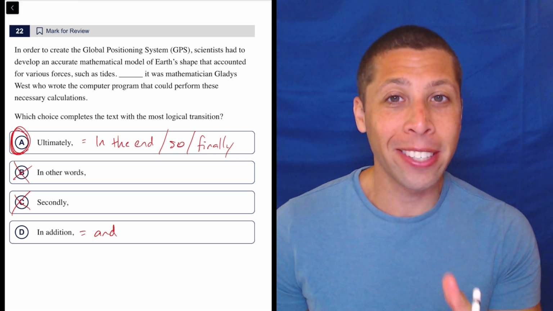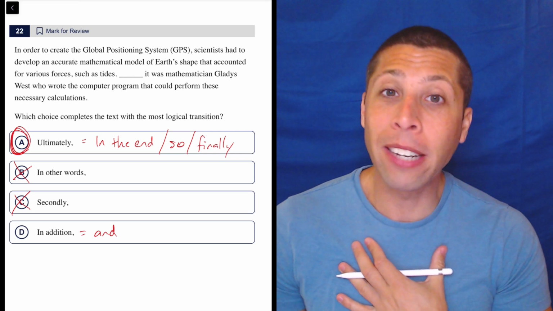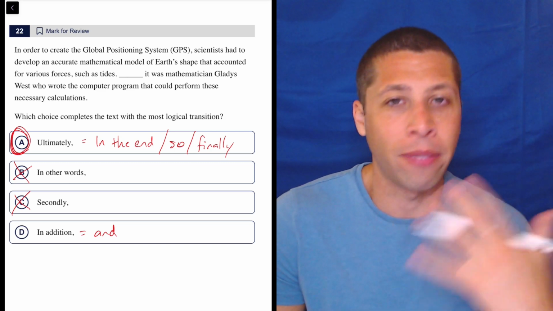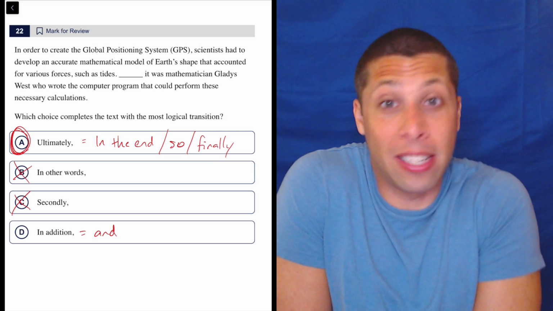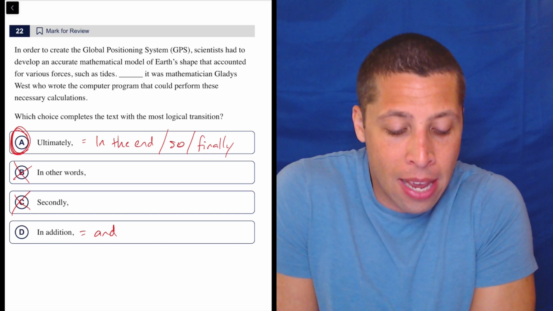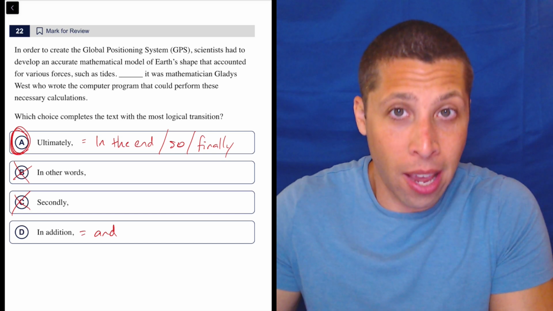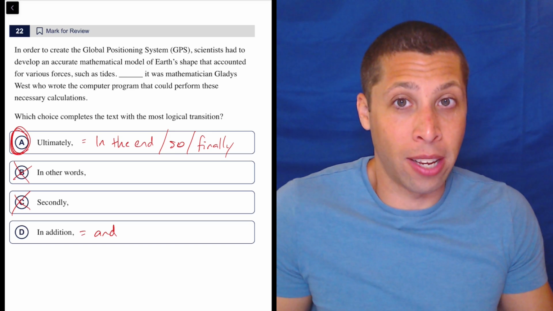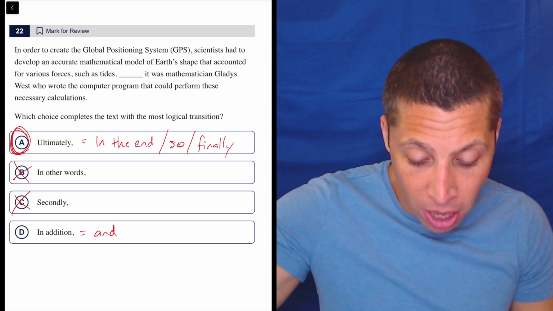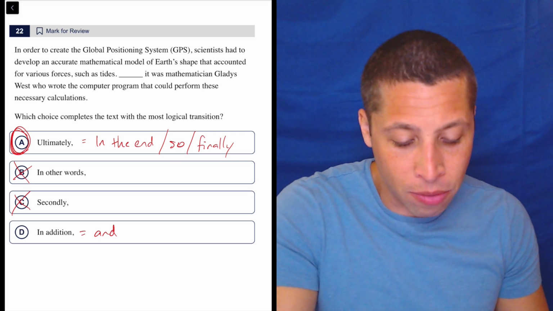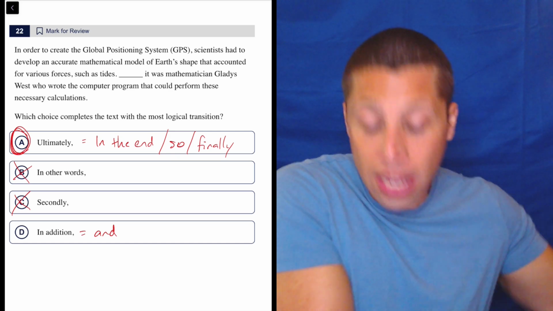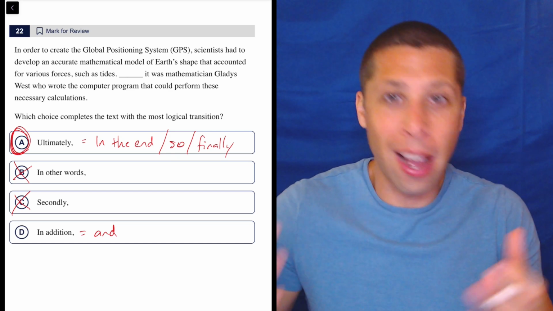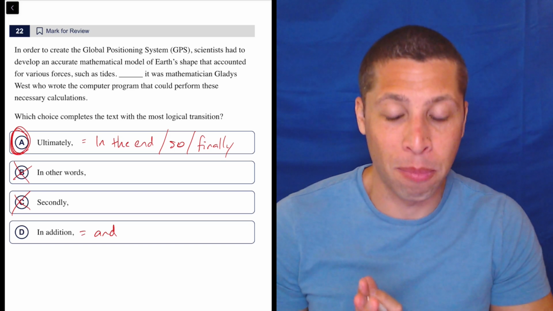Does that seem obvious? It seems obvious to me, but I am a native English speaker, and so I have a very intuitive understanding of the word ultimately. It just sounds right. It feels right. It feels like a good fit here. So it seems obvious to me. Basically, what's happening is they needed to do this thing. In the end, it was Gladys who did it. That's kind of what the transition is. They needed to develop the model of Earth's shape. In the end, it was Gladys West who did the thing that they needed to do, right? It's just naming the person who accomplished the goal that they knew they needed to accomplish.